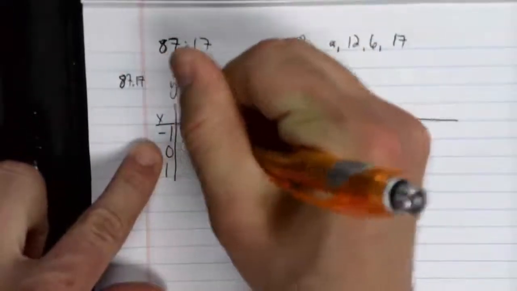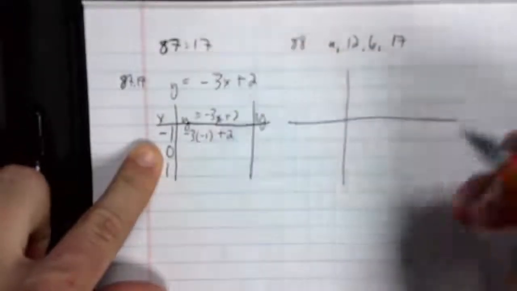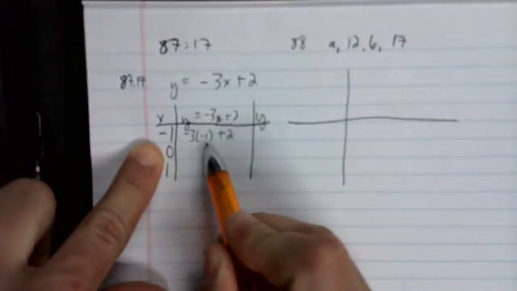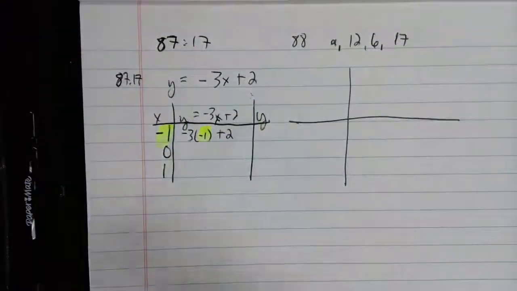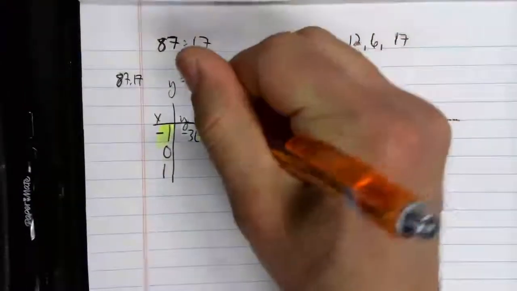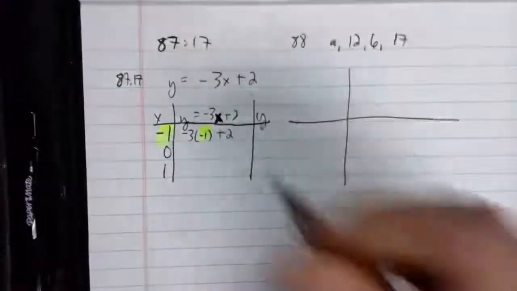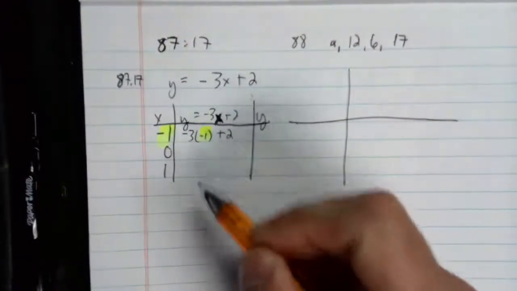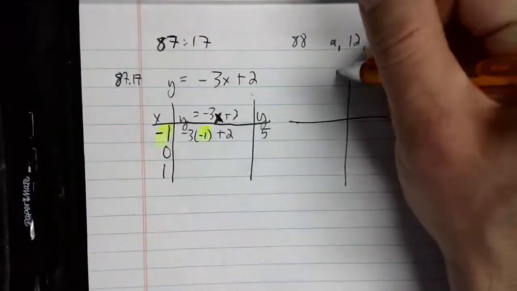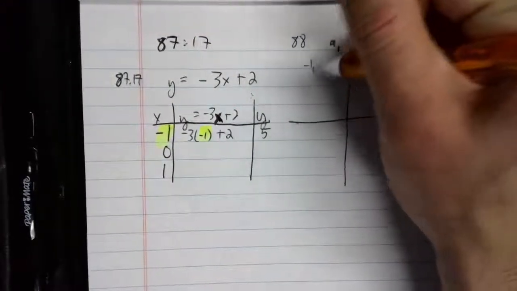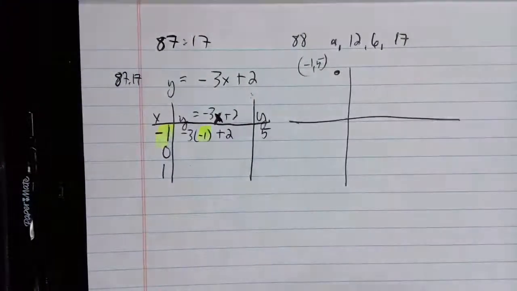So negative 3 times negative 1 plus 2. So you see how I input the x value right there according to what it says I'm supposed to do here in the rule. So that's going to be a positive 3 plus 2. That's 5. So I get the point negative 1, 5. That is up in quadrant 2 for anybody paying attention there.